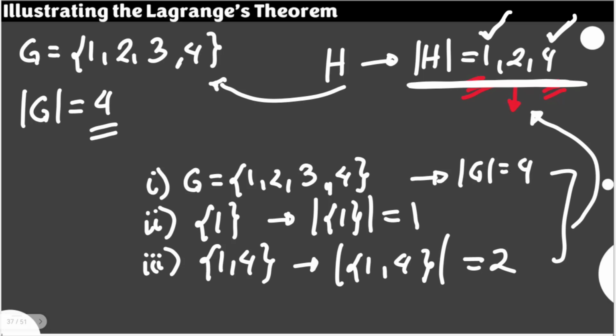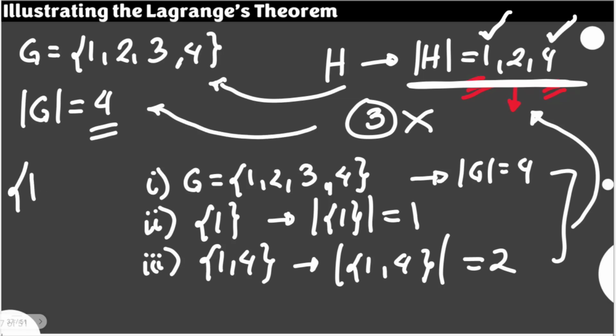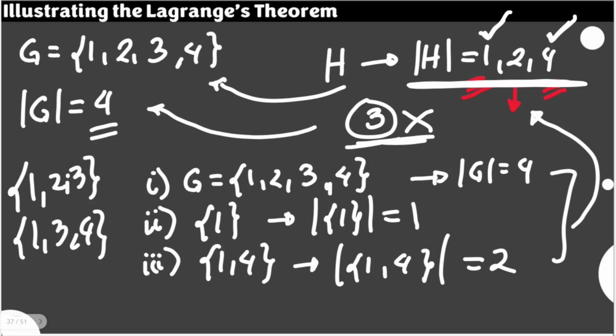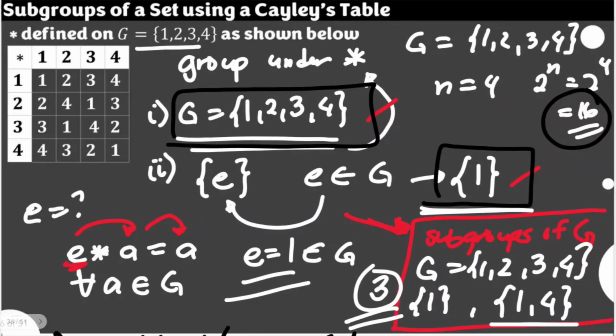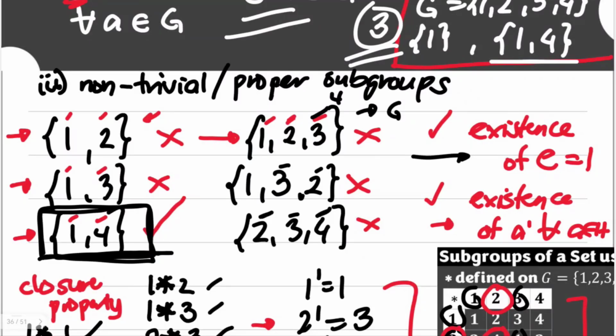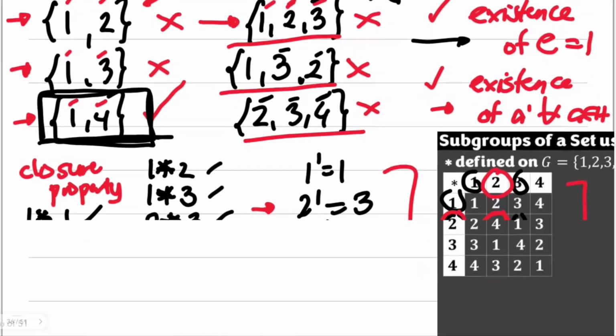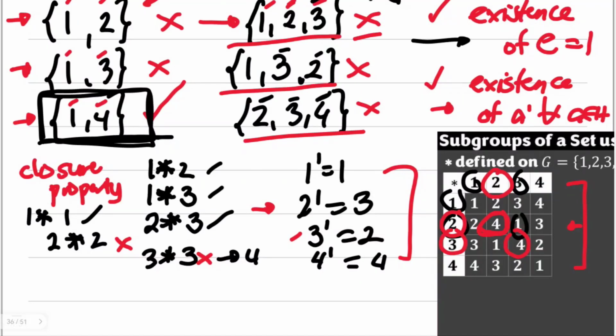My point here is, since 3 is not a divisor of 4, there's no need for me to look at possible groups of 3, right? So 1, 2, 3, 1, 3, 4, etc. Because according to the Lagrange theorem, 3 is not a divisor of 4. There's no need for me to do this. But in that video, we actually illustrated that as well. That when we reach 1, 2, 3, 1, 3, 2, even 2, 3, 4, there are some axioms that are not met. For 1, 2, 3 it is the axiom on closure property. 1, 3, 2 is the axiom on closure property as well. And for 2, 3, 4 it is the existence of the identity element.